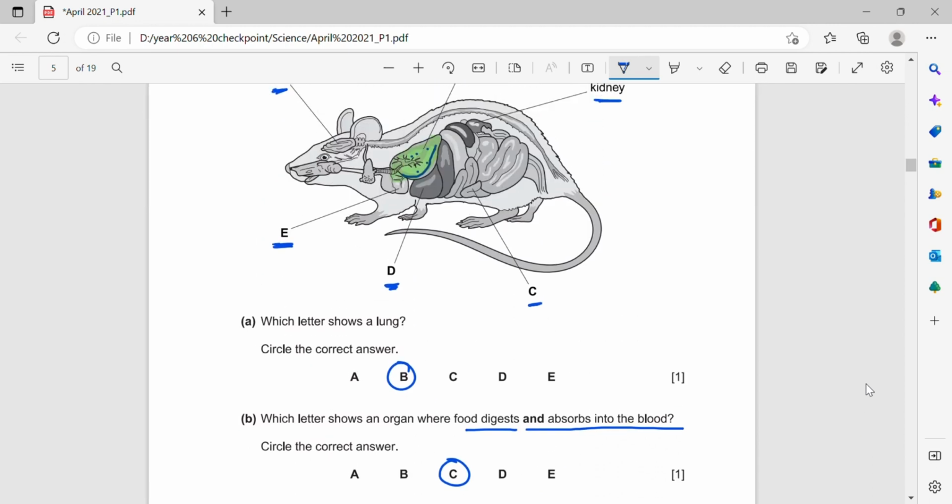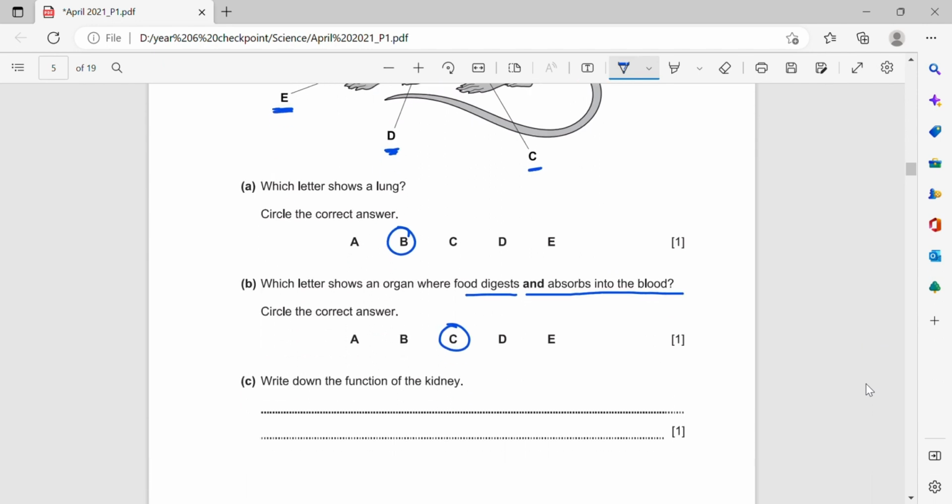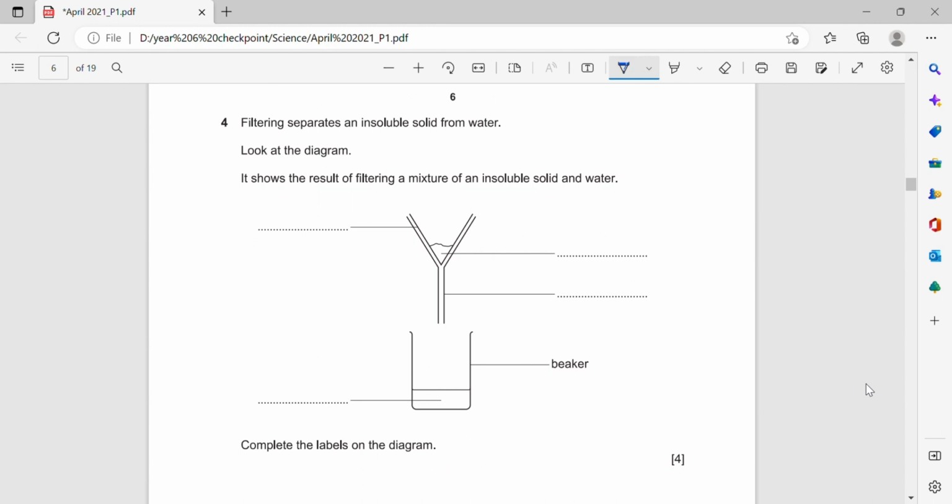Write down the function of the kidney. What's the function of the kidney? The function of the kidney actually it filters the blood. Great. If someone else writes removes waste, it's correct. يبقى the function of the kidney that it filters the blood. Or if you write removes waste, write only one of them. This is out of 1 mark. يبقى it's correct.